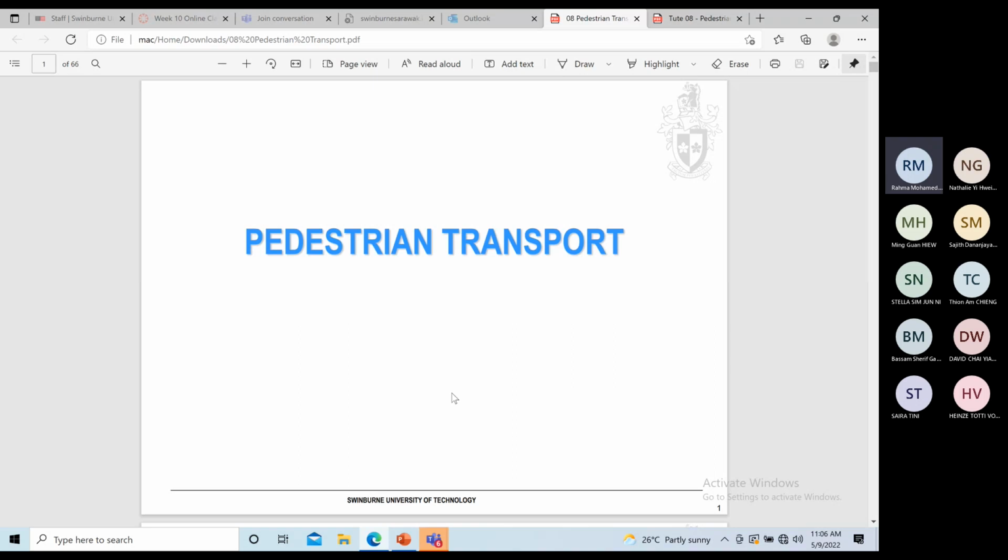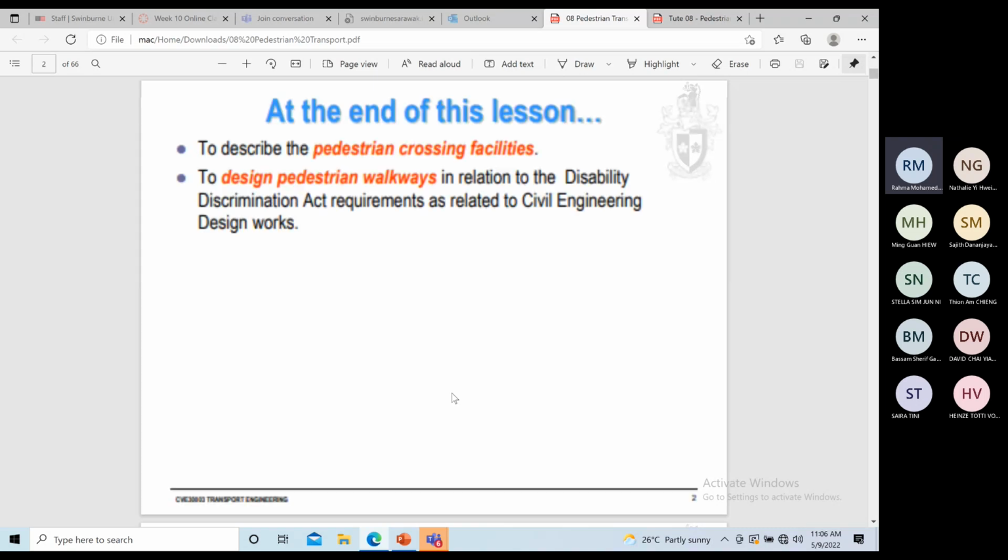So today we are moving on to a different topic, which is on pedestrian transport. Pedestrians are a group of users which are very vulnerable and they are part of the road system, that is part of the road users. So first, I will go through the lecture slides before we move on to the topic. So we just do a little bit of recap.